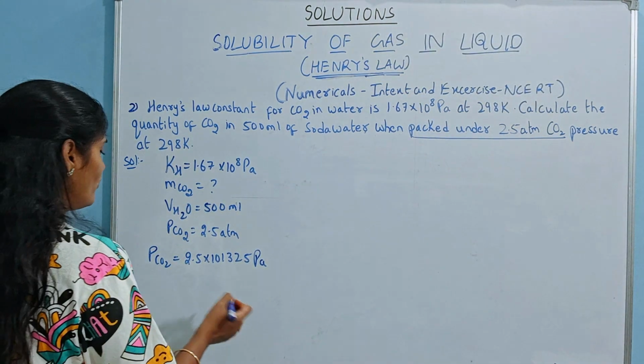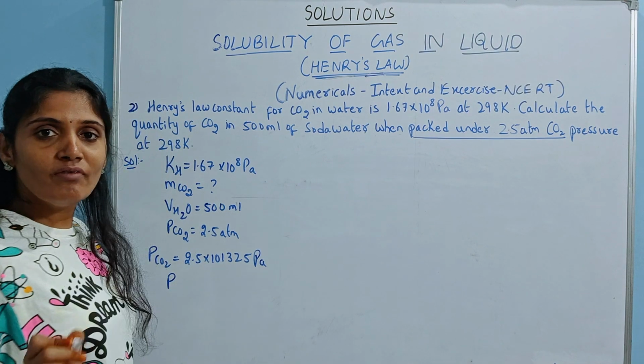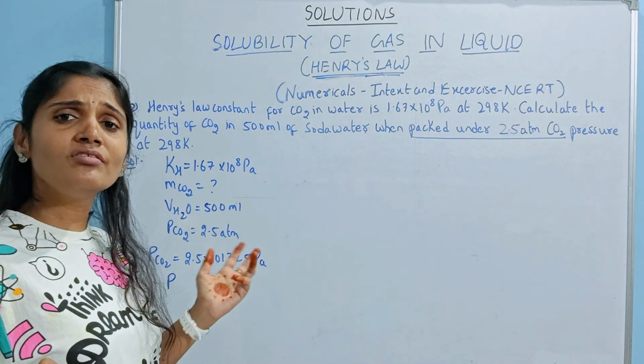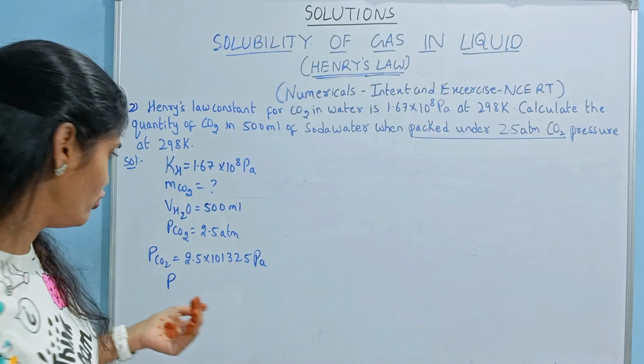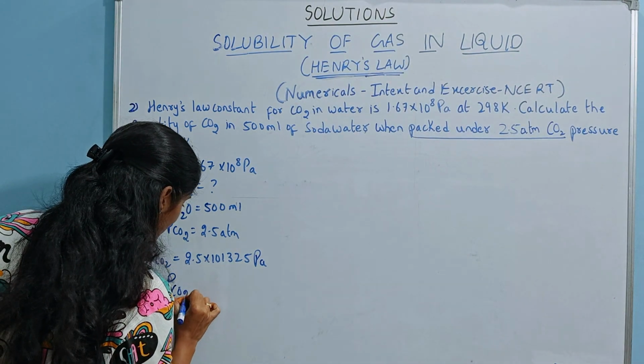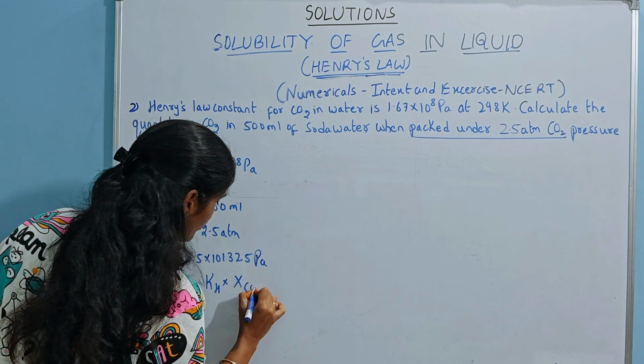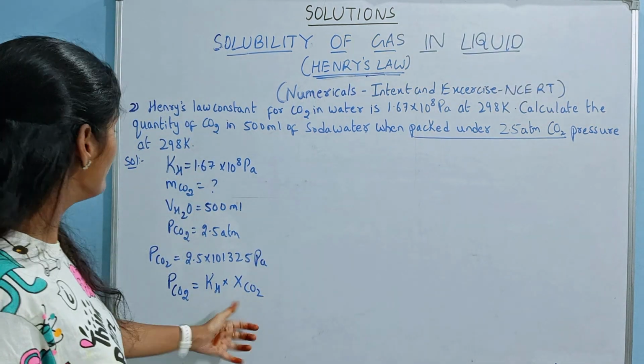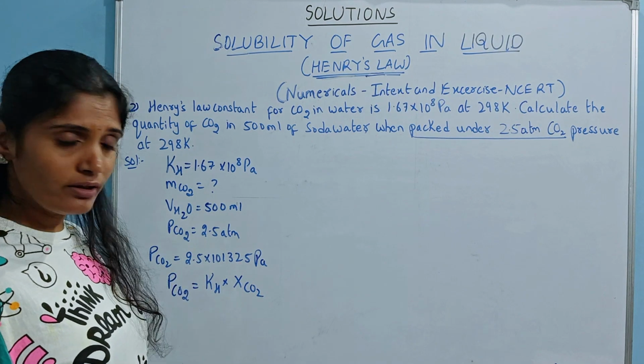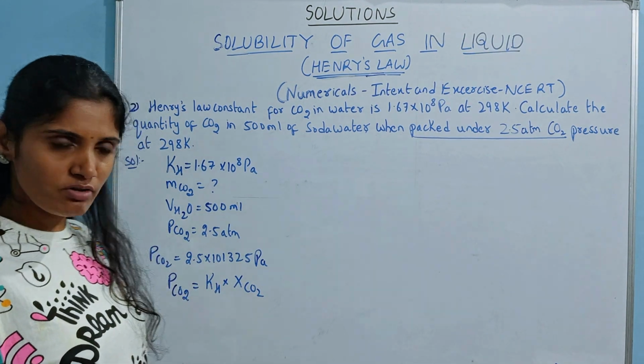So what is the formula we have here? The only formula we have from Henry's law is pressure of gas is equal to Henry's constant into mole fraction of gas. Now here, what is the gas I have? CO2 gas is equal to Henry's constant into mole fraction of CO2 gas. This is what I have. Now I have pressure of CO2 given in the question. Henry's constant is given in the question.